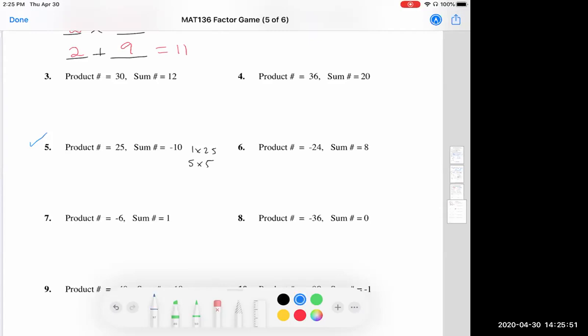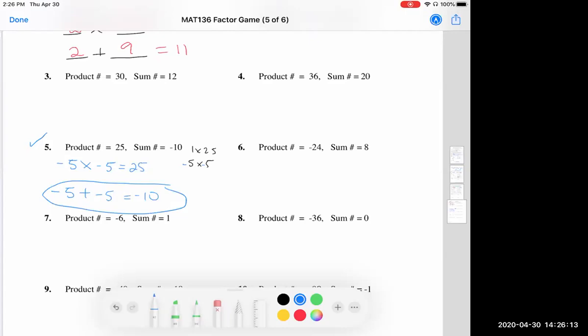All right. If I make them both negative, that'll work, right? So negative 5 times negative 5 gives me 25, and negative 5 plus negative 5 gives me negative 10. Cool, we found our winning pair, negative 5 and negative 5.